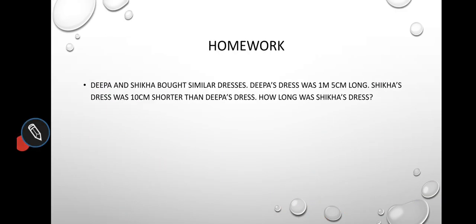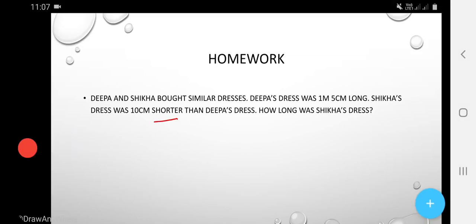As a homework, you have to perform this. What is the problem? Deepa and Shikha bought similar dresses. Deepa's dress was 1 meter 5 centimeter long. Shikha's dress was 10 centimeter shorter than Deepa's dress. How long was Shikha's dress? Here, Shikha's dress was shorter. How much? 10 centimeter. Shorter means we have to perform subtraction.